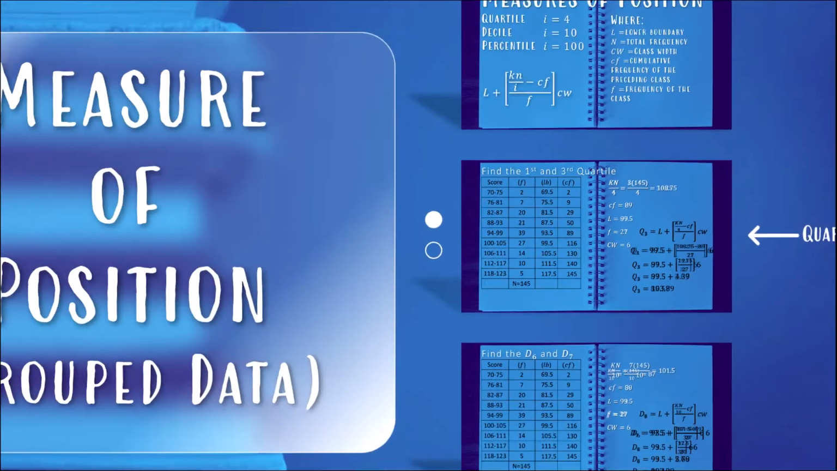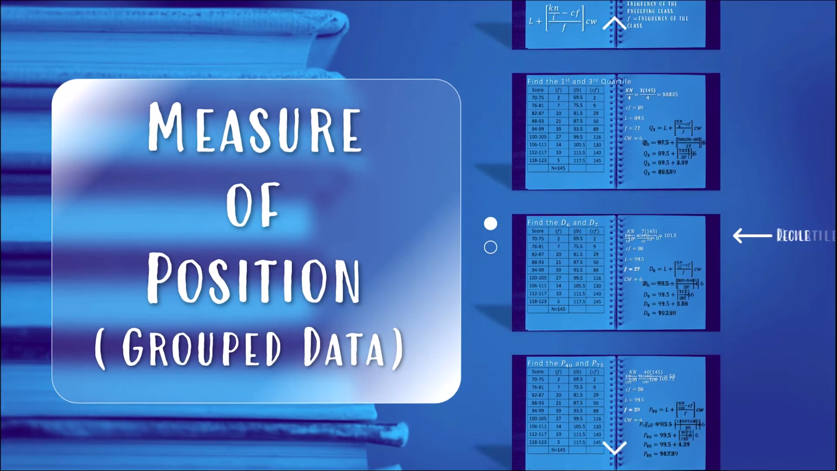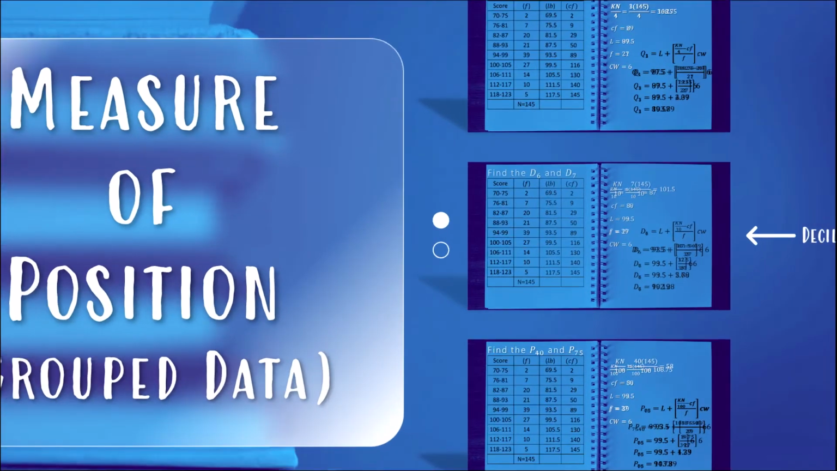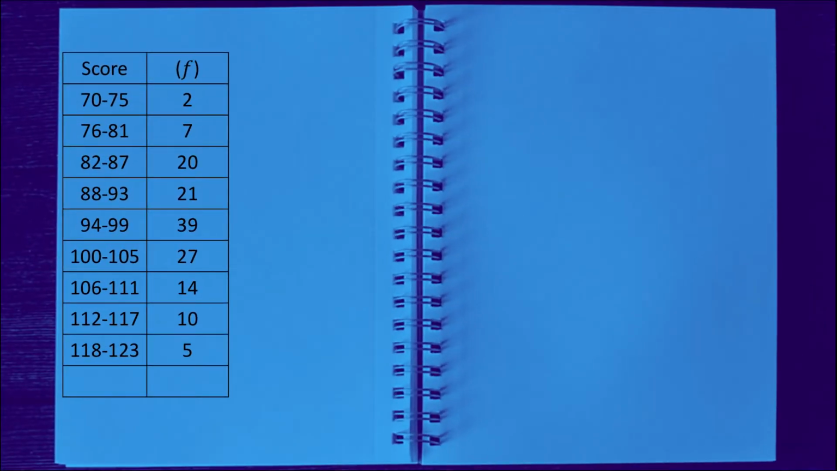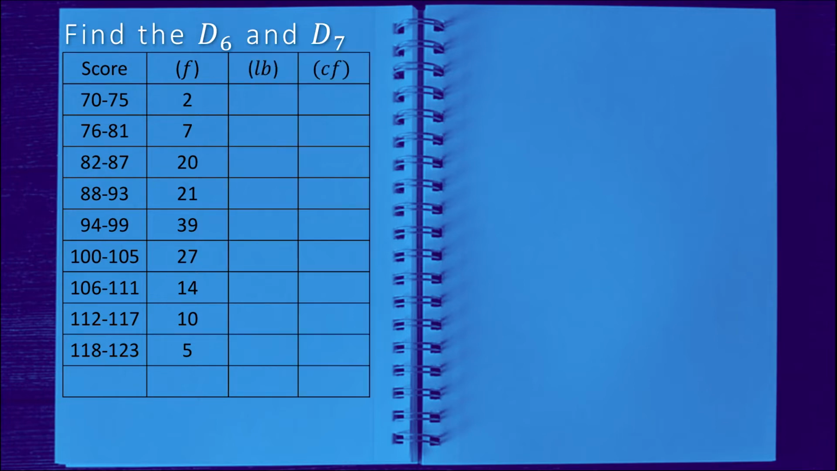Ngayon naman is example naman po ng decimal. Ayan, the same class distribution lang po yung gagamitin natin para sa tatlo, pero iba't iba po yung hahanapin natin. Now, ang hahanapin naman natin, find the d sub 6 and d sub 7. Ang ibig sabihin po nun, we're going to find for the 6th decimal and the 7th decimal. Now, the same as kanina, ang hahanapin lang po natin is the lower boundary and the cumulative frequency.